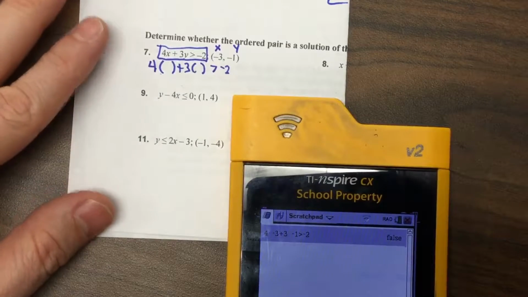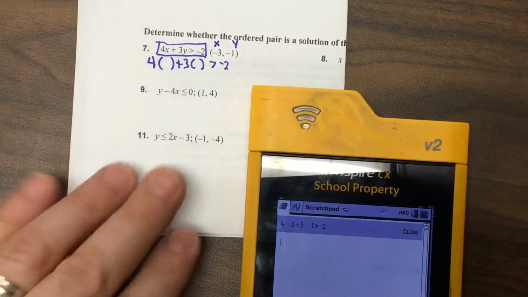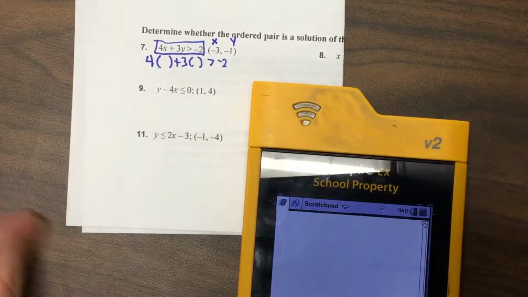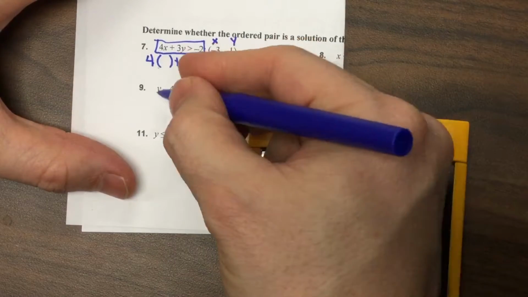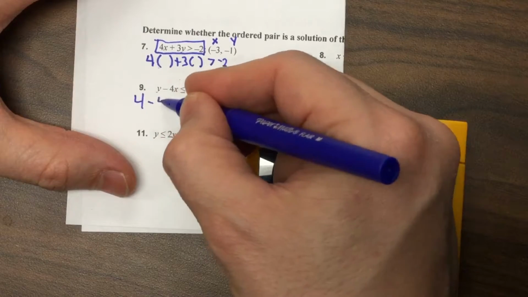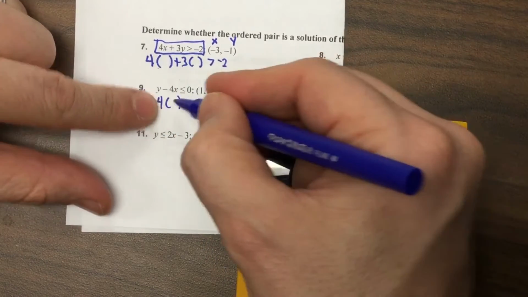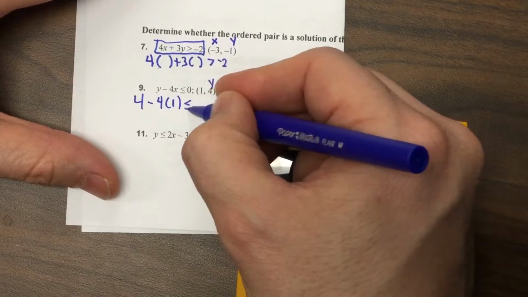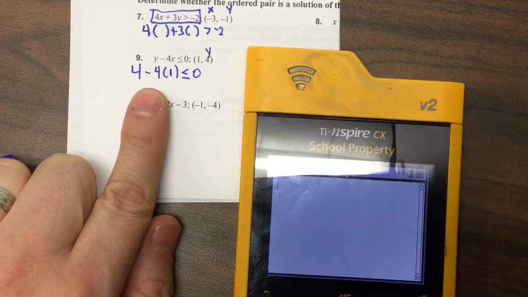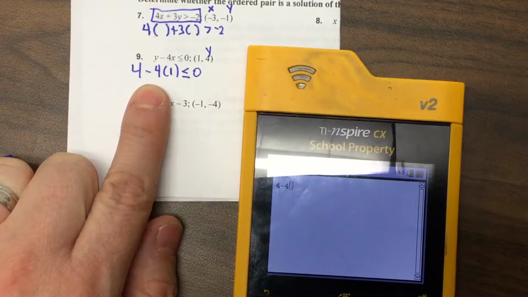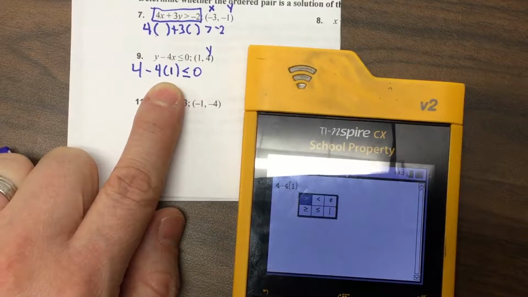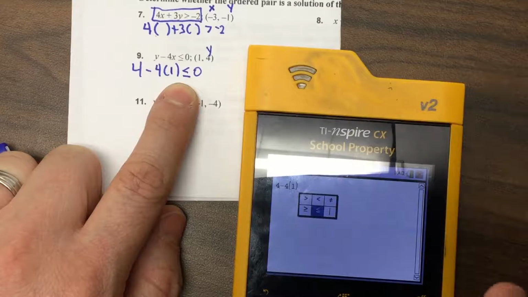Let's do number 9. I'm going to show you the same way, and then number 11 we'll do a different way. So number 9, we have y minus 4x equals 0. I'm not going to put y, I'm going to put 4, because that is the y value they gave me. So 4 minus 4, and I'm going to put the 1 here for x, less than or equal to 0. So in the calculator screen, 4 minus 4, and I'm going to put times 1 in parentheses, and then control equal less than or equal to 0.